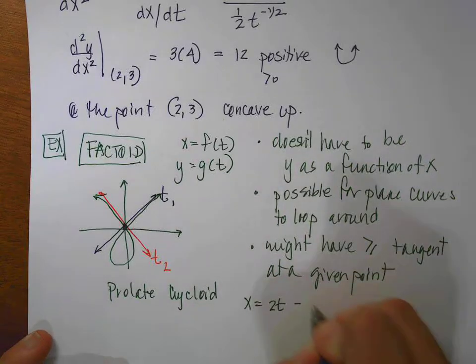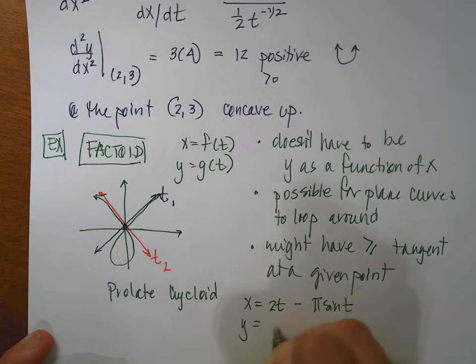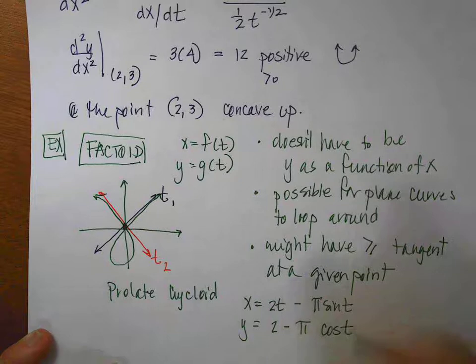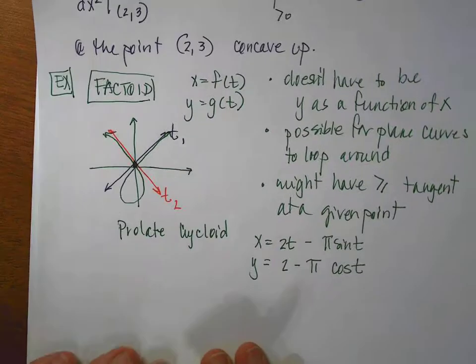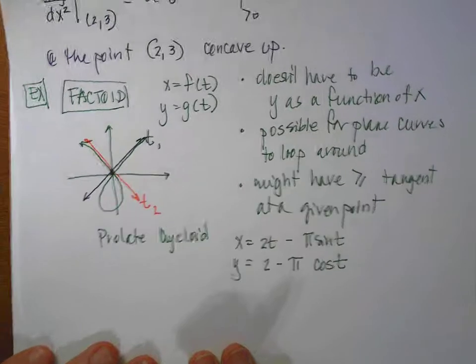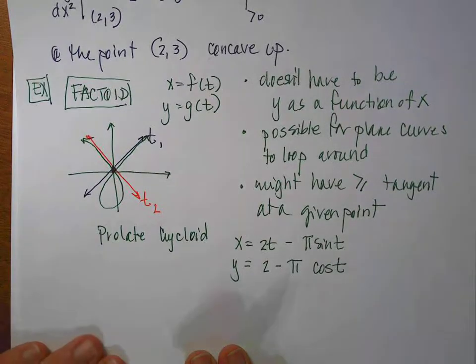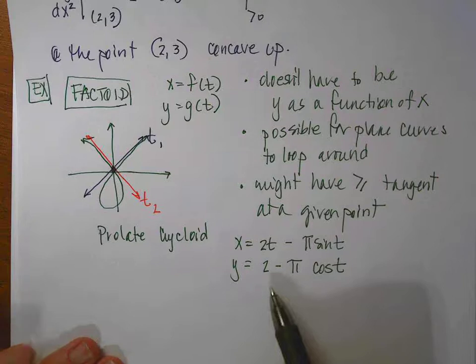Okay, and his particular set of equations is x is 2t minus pi sine t, and y is equal to 2 minus pi cosine t. You remember, if you want to look at these, you can put them in your calculator. You need to be in parametric mode, and you also need to be in radians.